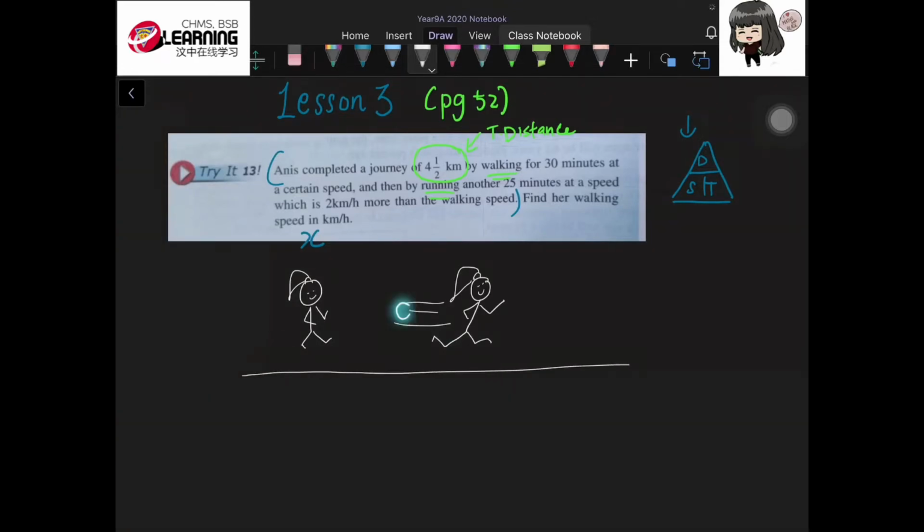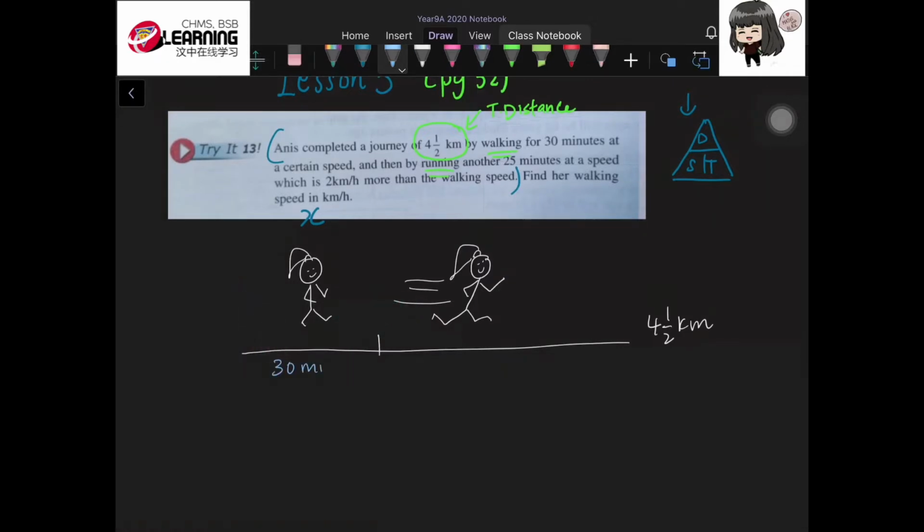A total of 4.5 kilometer, by walking for 30 minutes. So she's walking for 30 minutes first at a certain speed. This is the time. And then by running another 25 minutes, this is the time for her to run. So in this context, we need to change the time from minutes to hours. Why do we need to change to hours? Because look at the unit here for the speed. It's in kilometer per hour.